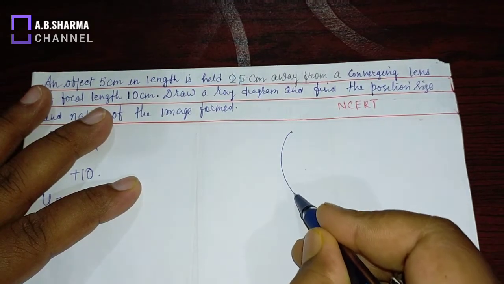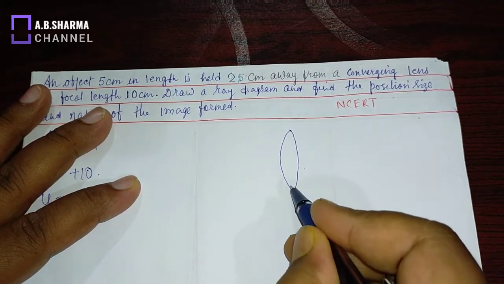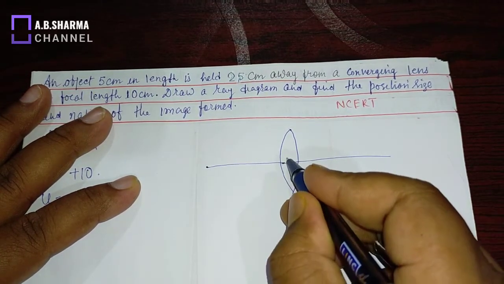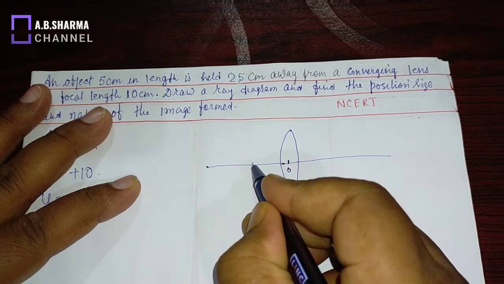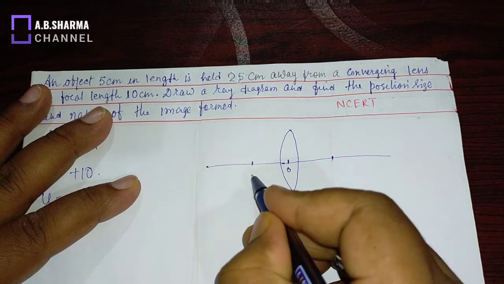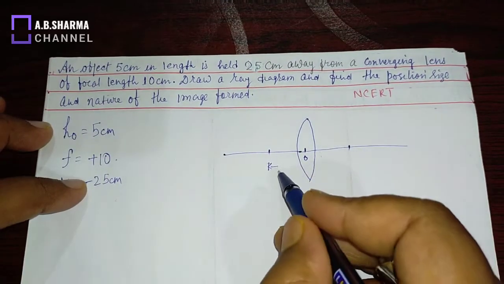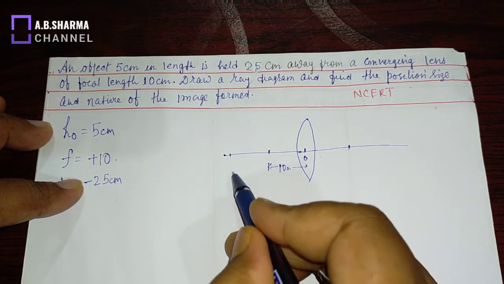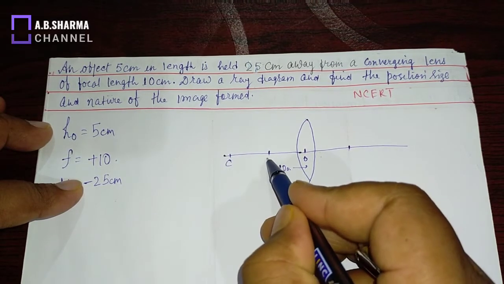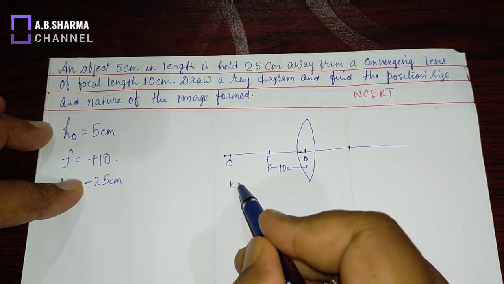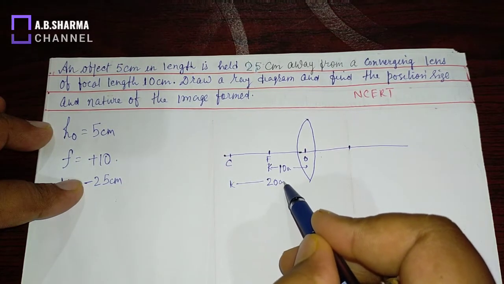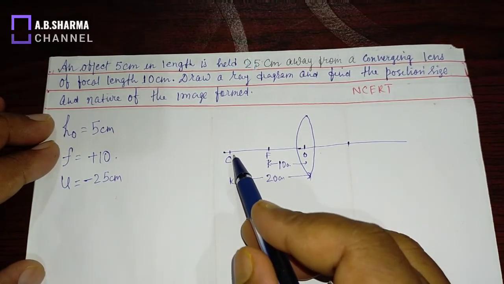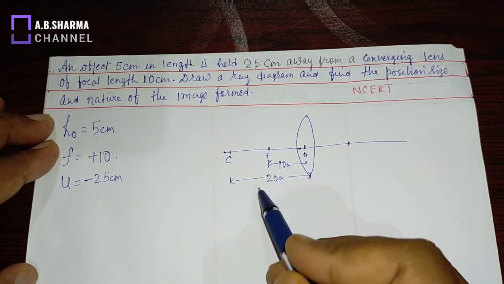Let us draw. This is the lens. This is the principal axis. This is O. F. F is how much? Focal length is 10 centimeter. So its radius of curvature will be how much? This is 20. We know that R equals to 2F. Means if this is 10, this will be 20.